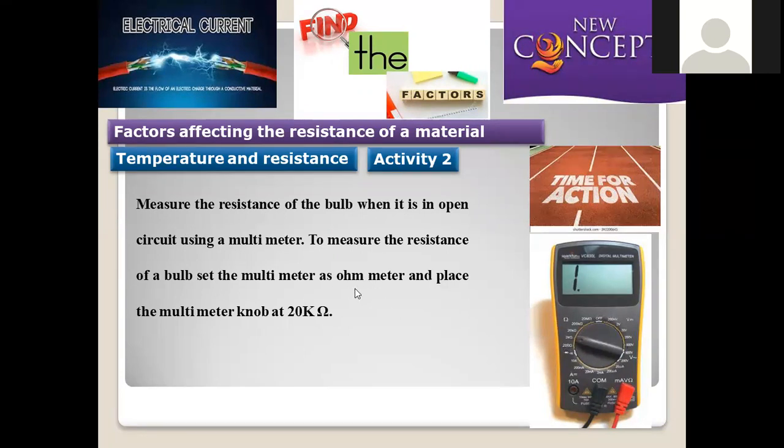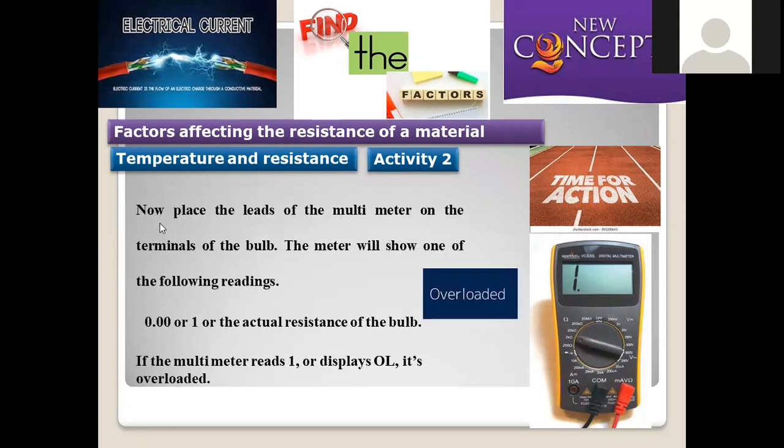We have to select the knob at ohm meter, and place the multimeter knob at 20k ohms. So 20k ohms was selected on this multimeter, and based on this we are going to measure the resistance of the material. Now place the leads of the multimeter on the terminals of the bulb. Here we have 2 leads, and they are connected to the terminals of the bulb.